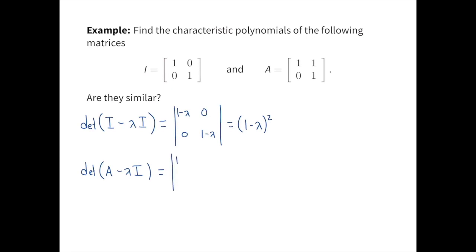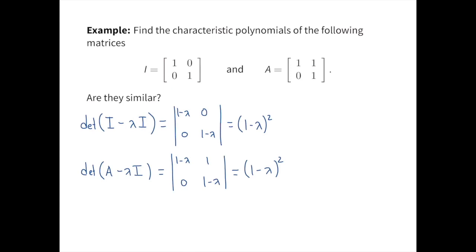And so this will be 1 minus lambda, 1, 0, 1 minus lambda. And when we compute its determinant, we get (1 minus lambda) squared. So notice these two matrices have the same characteristic polynomial. What does that tell me? Does that tell me that they have to be similar? Well, actually, no. So sadly, the answer to that question is no.